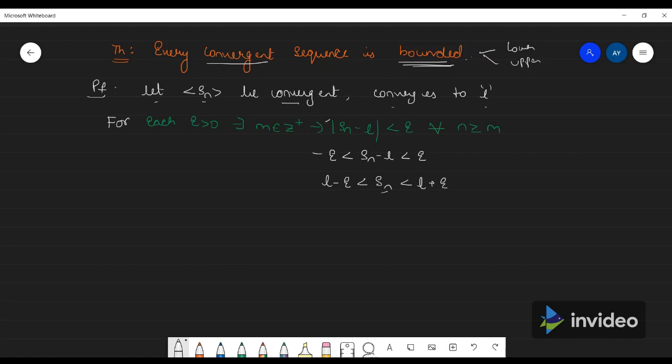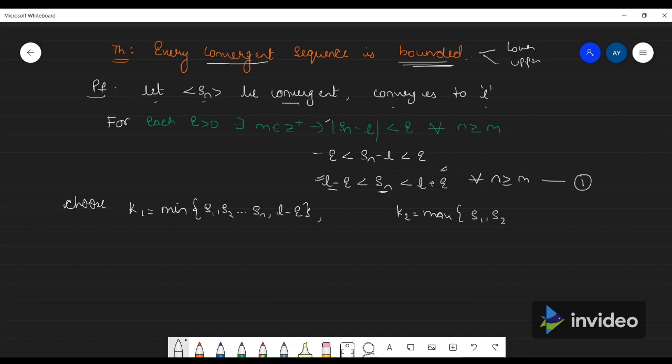Now, the sequence terms are S1, S2, and so on up to Sn. For all n greater than or equal to m, let this relation be 1. I choose K1 equal to the minimum of S1, S2, and so on up to Sn, and L minus epsilon, for the lower bound. Next, choose K2 for the upper bound: K2 is the maximum of S1, S2, and so on up to Sn, and L plus epsilon.